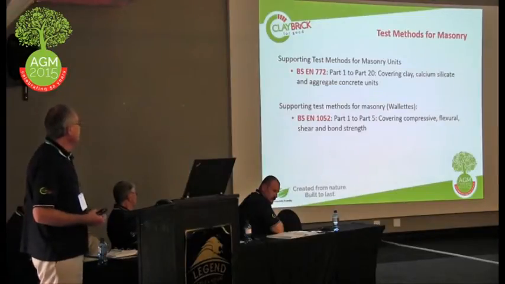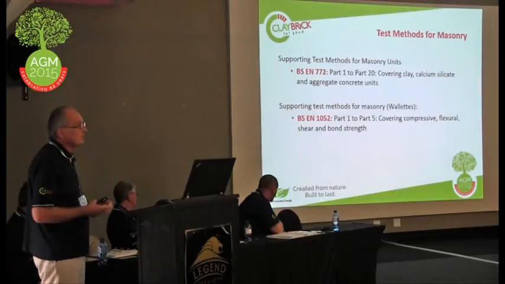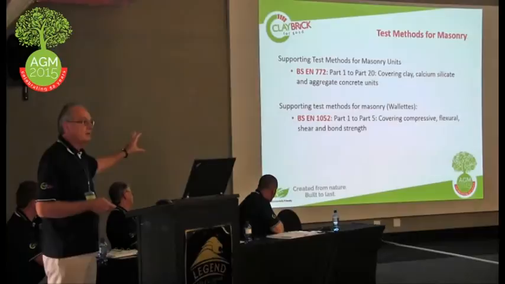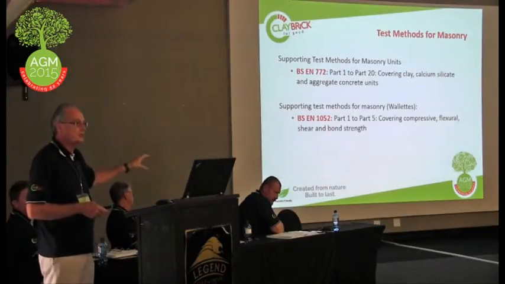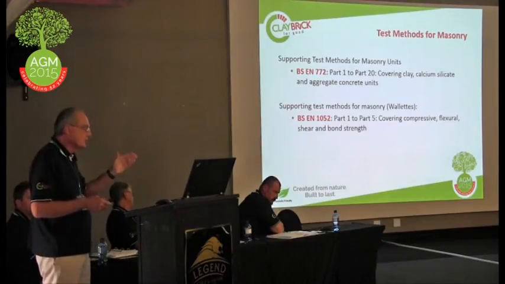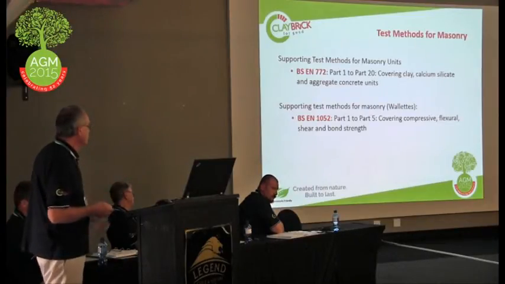The supporting test methods for masonry units, there are 20 of them, and they cover clay, calcium silicate and aggregate concrete units, and aerated or gas beton as it's known. And the supporting test methods for masonry wallets, which is Part 1 to Part 5, covering compressive, flexural, shear, bond strength and lateral bond strength. That, we don't have a lot of information, but there's a wealth of information to draw upon to start with from the UK and the EU. And then we would slowly embark upon a program, where it is required, where we would build up our own test data.